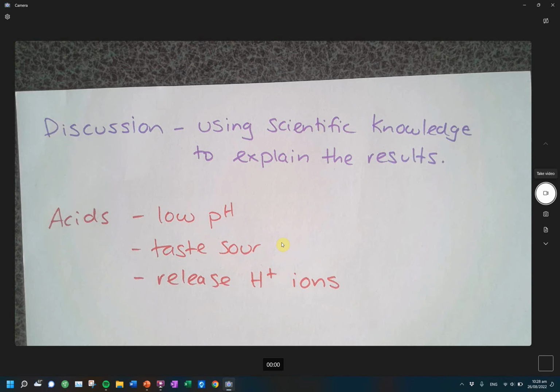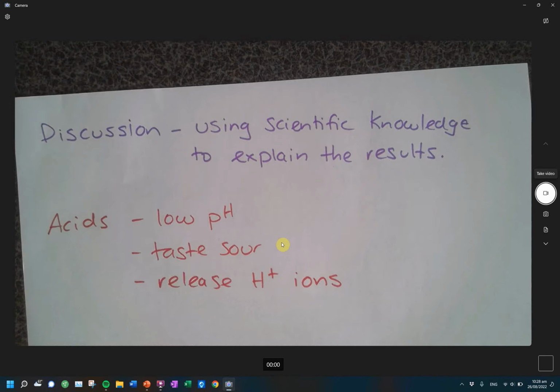The other thing we talked about were bases. I'm just going to change the lighting on that.